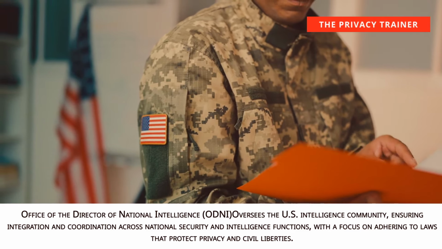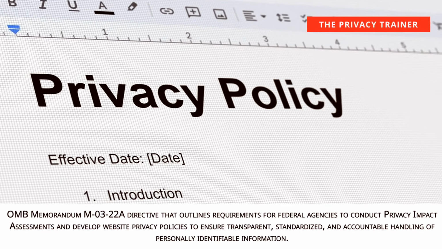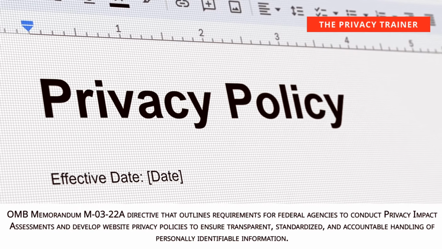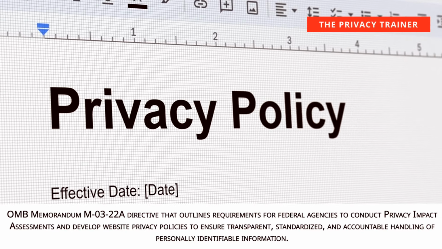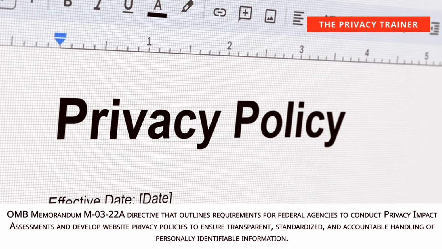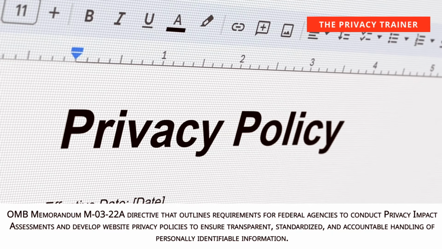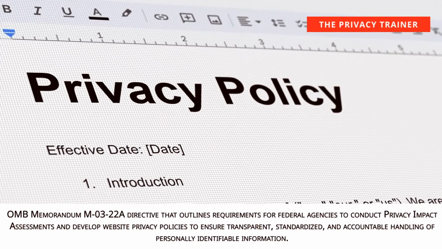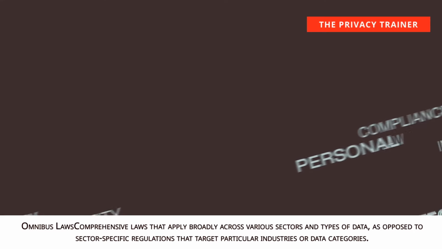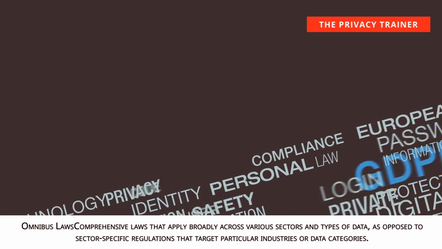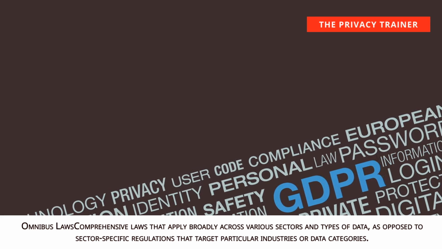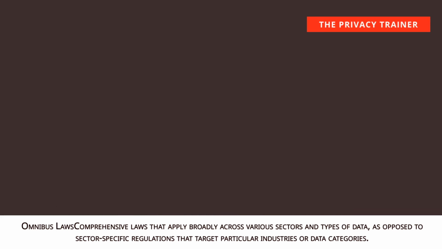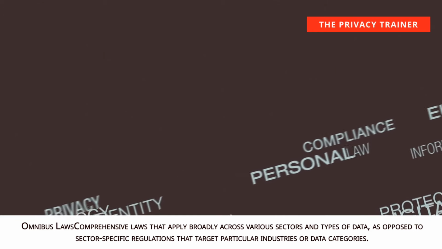OMB Memorandum M-03-22, a directive that outlines requirements for federal agencies to conduct privacy impact assessments and develop website privacy policies to ensure transparent, standardized, and accountable handling of personally identifiable information. Omnibus laws, comprehensive laws that apply broadly across various sectors and types of data, as opposed to sector-specific regulations that target particular industries or data categories.